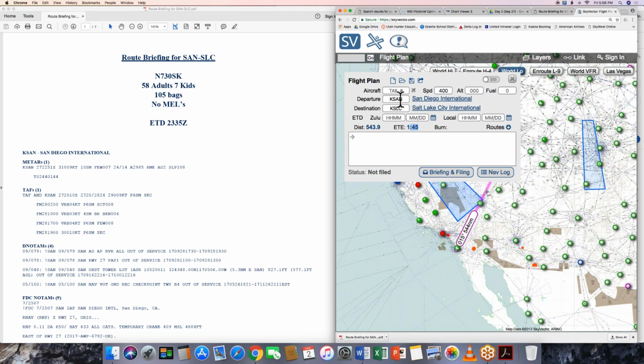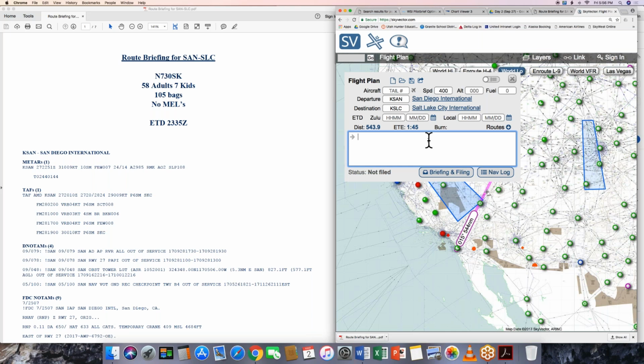Okay. So when we're flight planning, just put in your departure and your destination airports, put in your speed, and then just hit enter or click down in this box and it'll give you an estimated time en route.